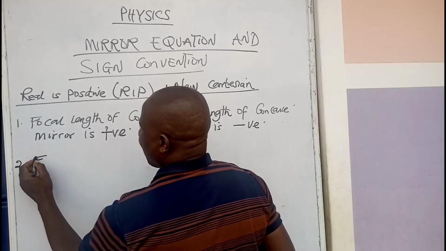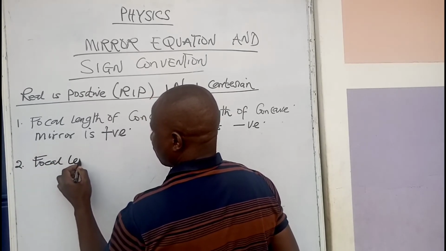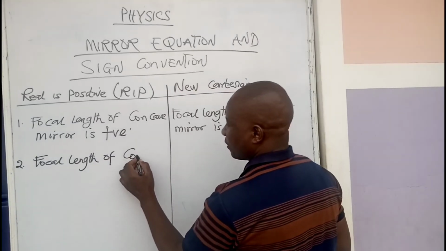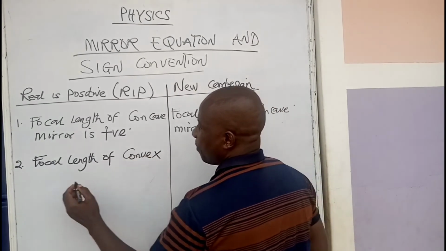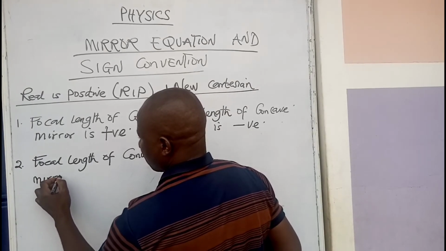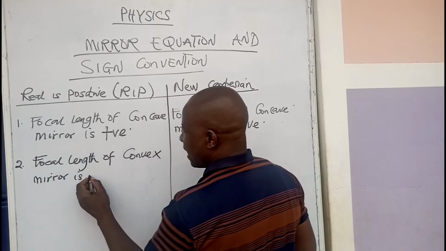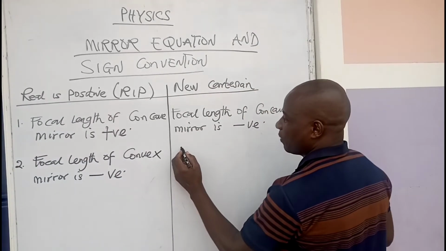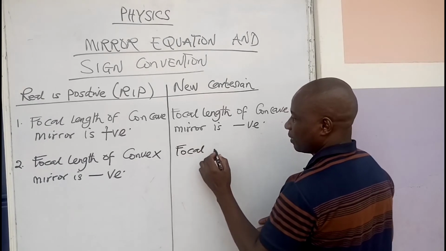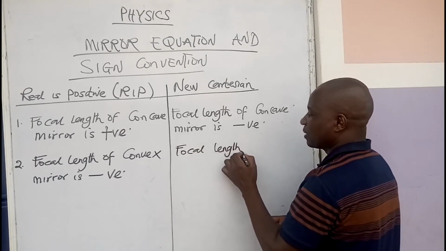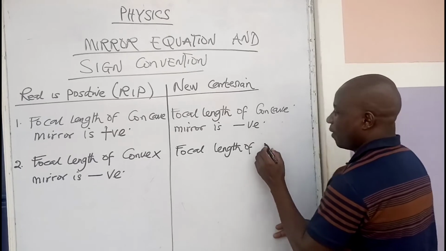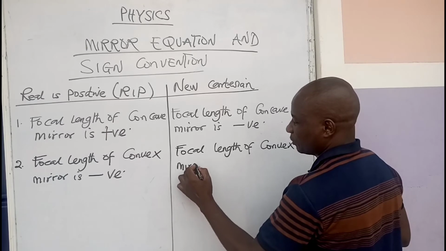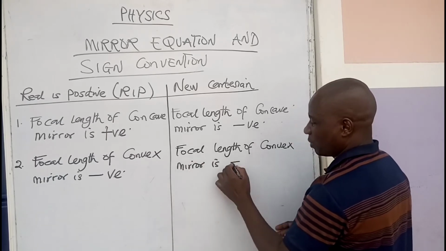Here we have the focal length of a convex mirror is negative. Why does this man say that the focal length of a convex mirror is positive?